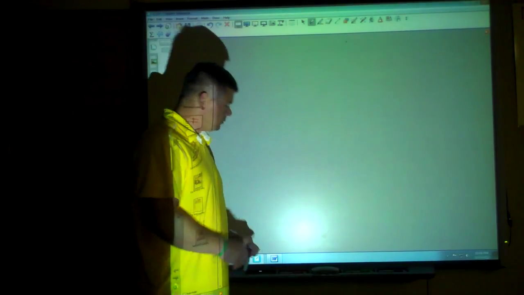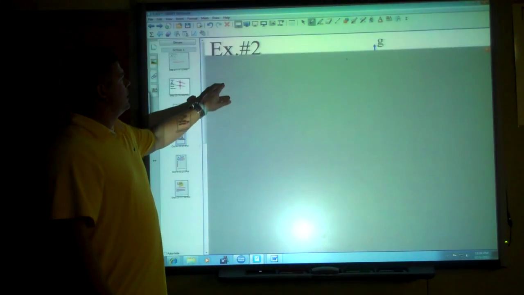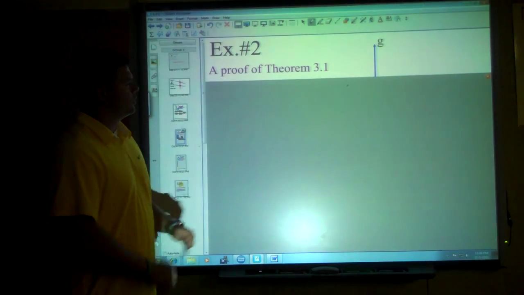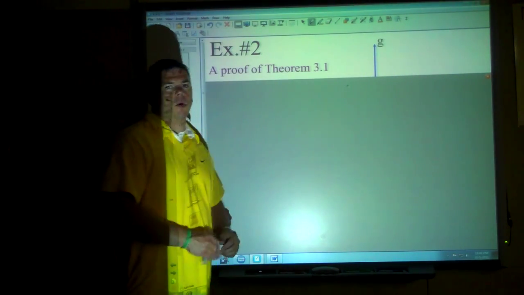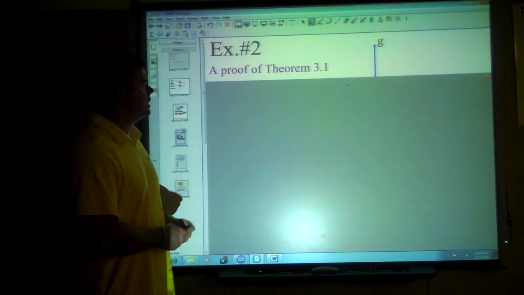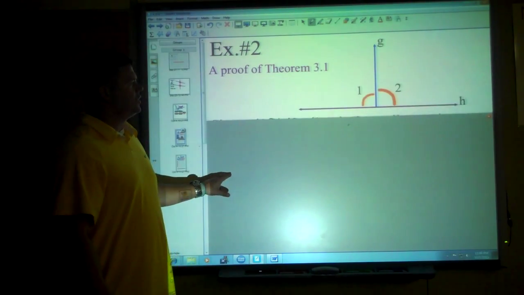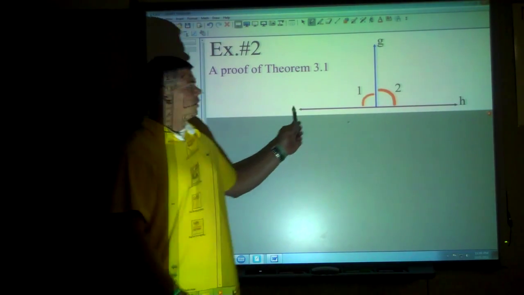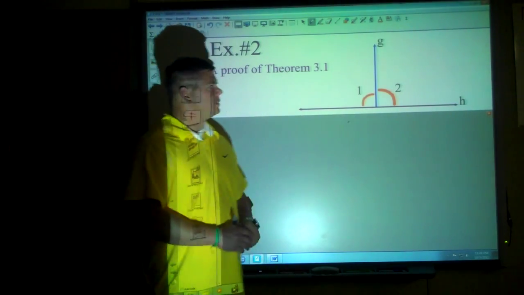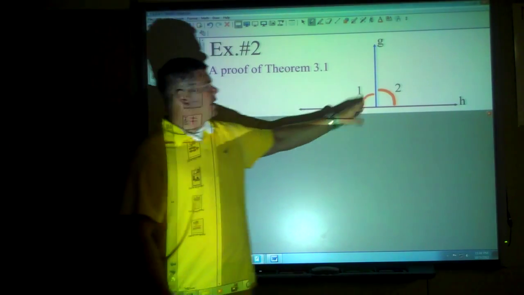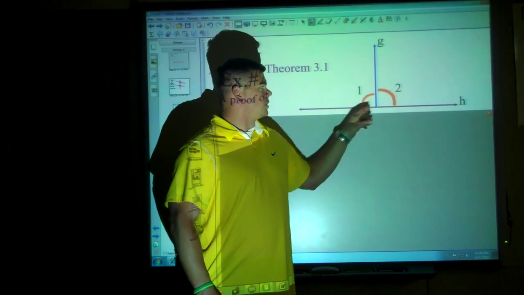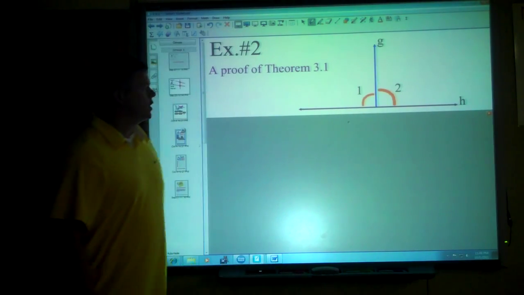Alright? Now this is another proof. Then there's a theorem, which we'll just call theorem 3.1 because it's the first theorem in chapter 3. There's no fancy name for it. It has to do with perpendicular or intersecting lines. Alright? So I've got two lines that are intersecting here. One's a ray, one's a line, and then I've labeled angles 1 and 2.